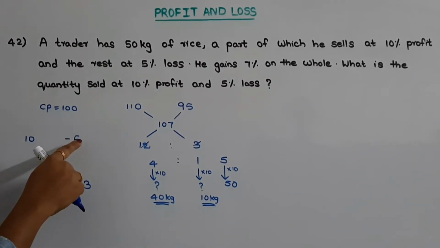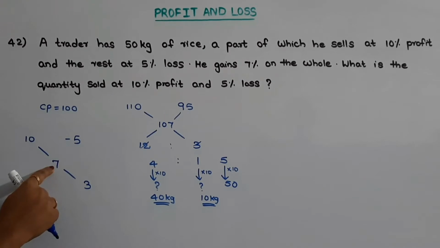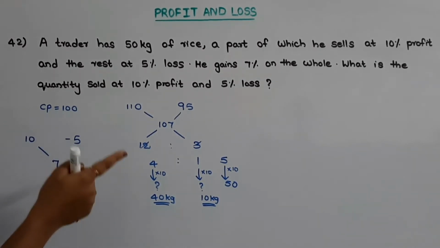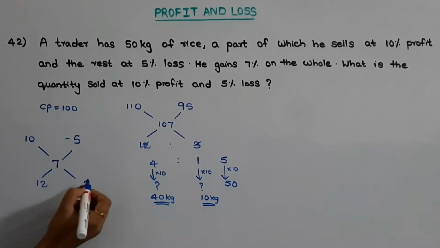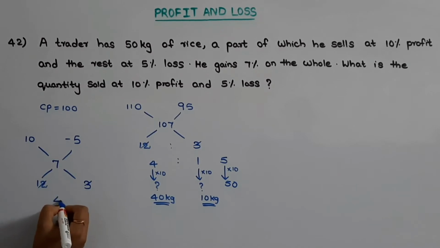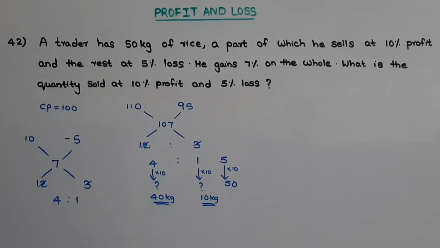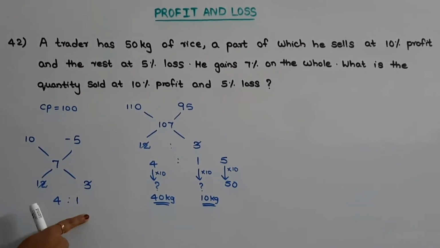Okay, so for that, subtract this value from the middle value, that is 7 minus of minus 5, that is 7 plus 5, that will be equal to 12. Okay, that you write here. Now take the ratio, that will be equal to 4:1. So this will be the ratio of the quantity.